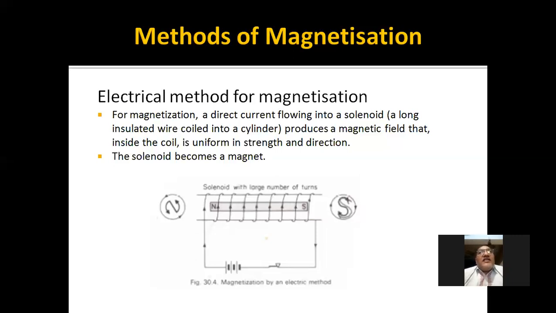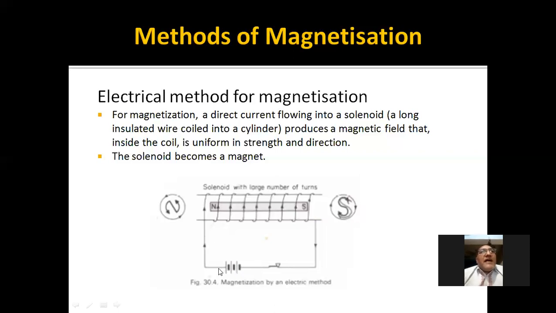And another very important thing: if I reverse the direction of the current, how can I do that? If I reverse the polarity of the battery, for example, the positive terminal is here and the negative terminal is here, and I reverse this battery, in other words reverse the direction of the current, what will happen? The poles of this electromagnet will also reverse.